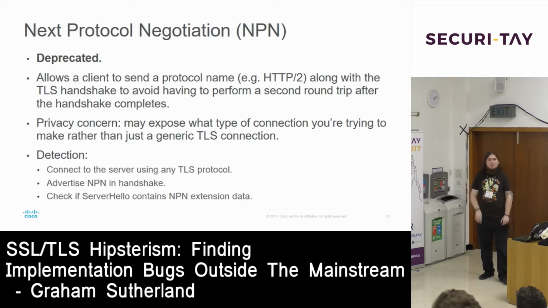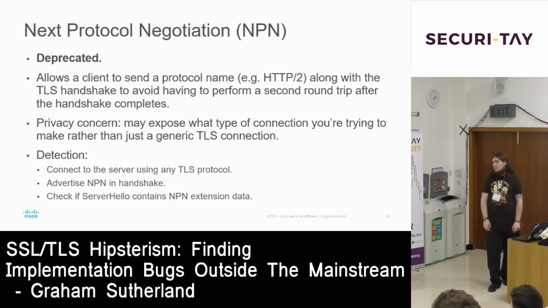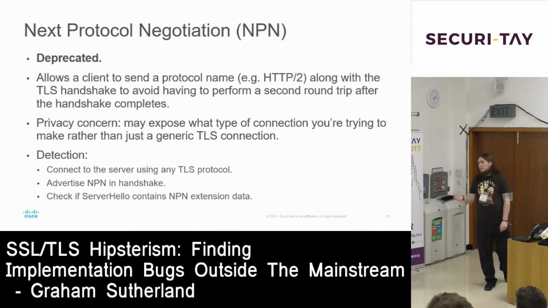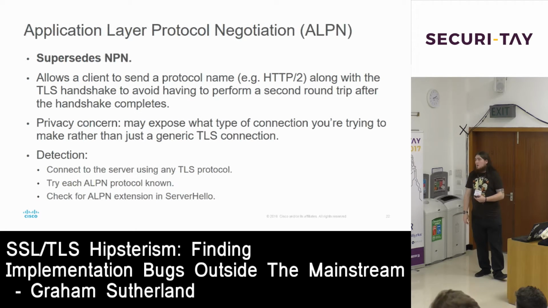So detection for that's dead easy. You connect to the server using any TLS protocol. You advertise the NPN functionality as part of the TLS extension, and then you check if the server hello has an NPN response in it. If it doesn't, then you know it doesn't support it. So then they replaced it with this, ALPN.